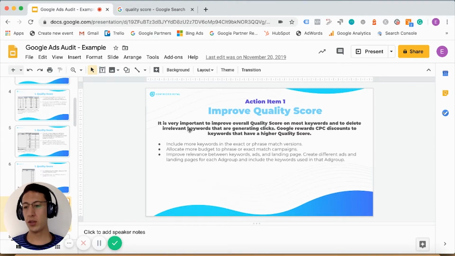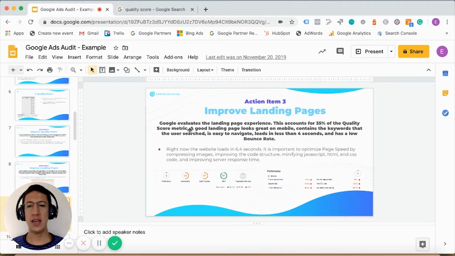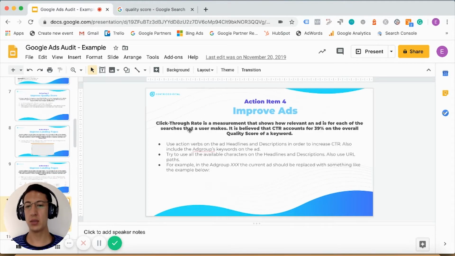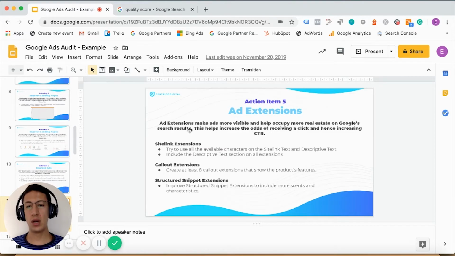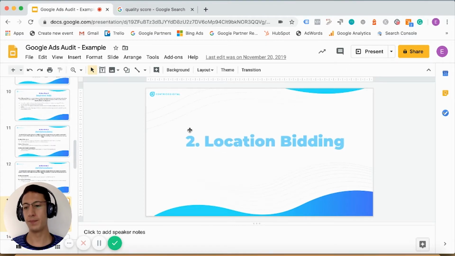So the first recommendation is to make sure that the keyword that you're bidding on also appears on the ad and also appears on the landing page. Then you can also work on other things, such as improving your website speed, just because Google also takes into account the website experience when it comes to quality score. You can improve your ads. You can also use ad extensions on your ads just to try to boost your click-through rate as well.